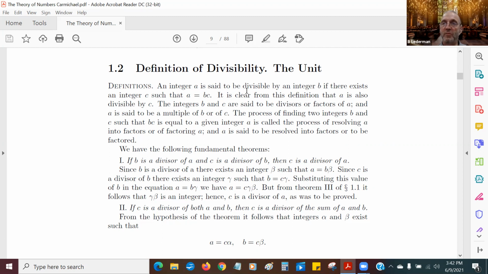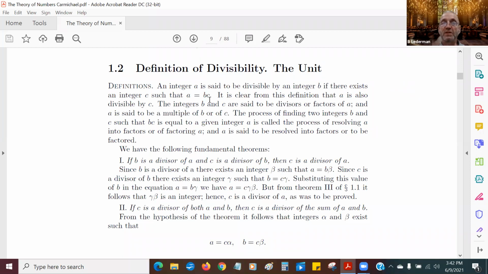An integer a is said to be divisible by an integer b if there exists an integer c such that a is equal to b times c. So a is divisible by b if there is such an integer c. And it is clear that a is also divisible by c, for the same reason.